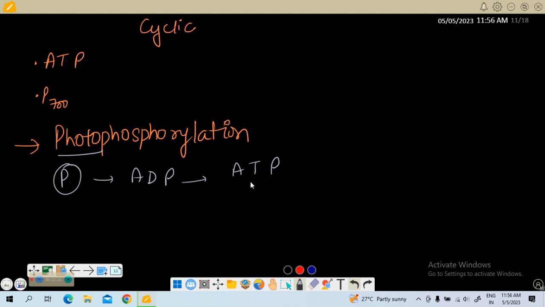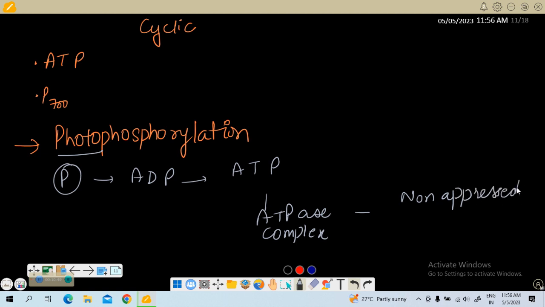So here the ATPase complex is involved. ATP is synthesized on ATPase complexes, and it is located on the non-appressed portions of the thylakoid membrane.